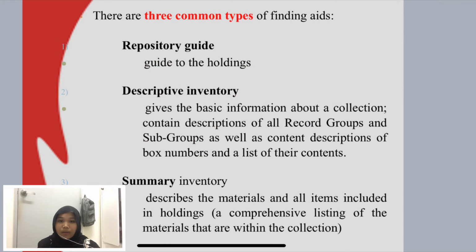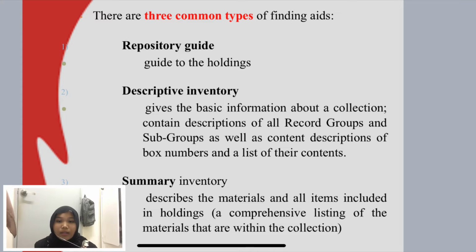Thank you, Na'ala Sofia. My name is Siti Ashraf Mahsan and I'll be presenting the next point, which is the three common types of finding aids. The first one is the repository guide. It is a guide to the holdings. It helps in guiding researchers searching for records or collections that they need.